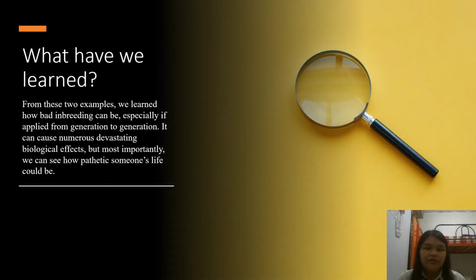What have we learned? We have learned from those two examples and from the explanation of how it causes autosomal recessive disorder that inbreeding is bad and dangerous, especially if you apply it from generation to generation, like the Habsburg family. Basically, the Spanish Empire ends when Charles II died because he had no child, and also we have learned how it causes numerous devastating biological effects, diseases, and I think the most important thing is to see how pathetic someone's life could be.